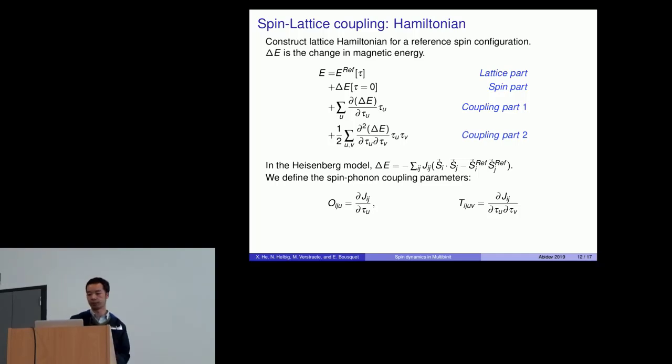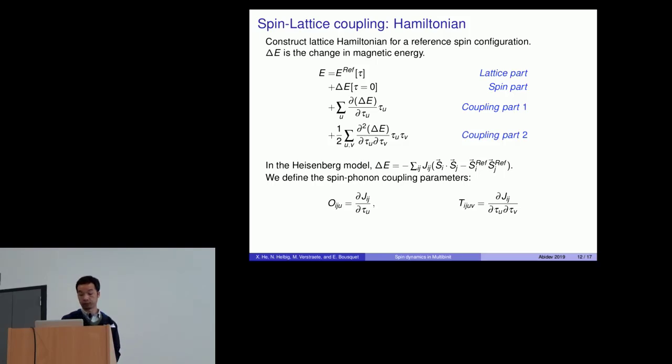Next, I will talk about spin-lattice coupling. First, we build a lattice Hamiltonian for a reference spin configuration. Then we can write the total energy of the system as this plus the energy difference from that. We can expand this delta E as a Taylor expansion in the atomic displacements, to the second order.